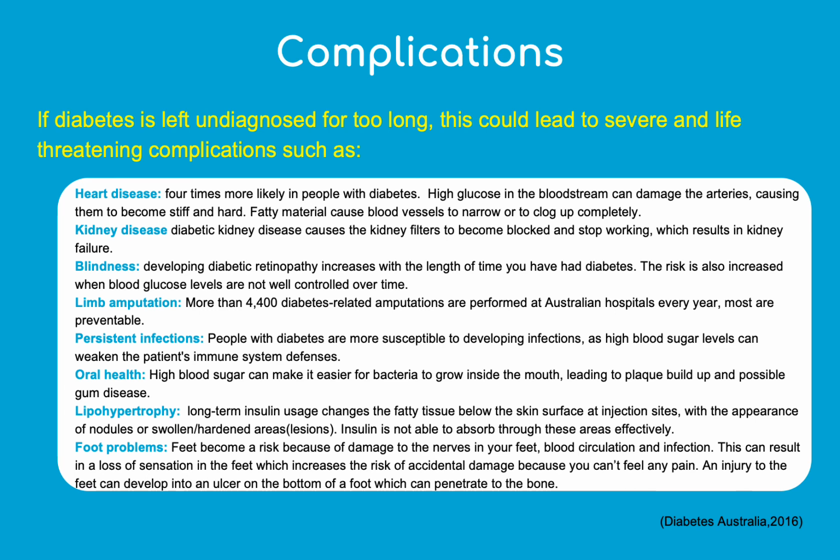Foot problems, limb amputations, persistent infections, because they're more susceptible to developing infections as high blood sugar levels can weaken the patient's immune system. Oral health: as bacteria begin to grow inside the mouth, it can lead to plaque buildup and possible gum disease, and lipohypertrophy. And so while type 1 diabetes is not reversible, it is treatable. So in order for a patient to have a normal quality of life, it is important to get the patient the appropriate resources and education to help manage this condition.